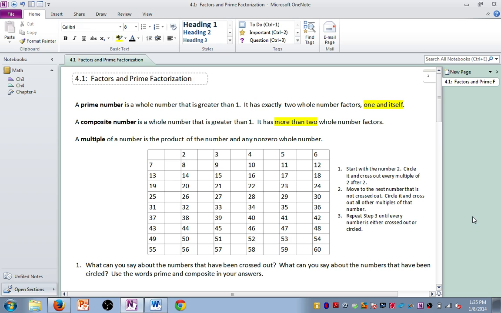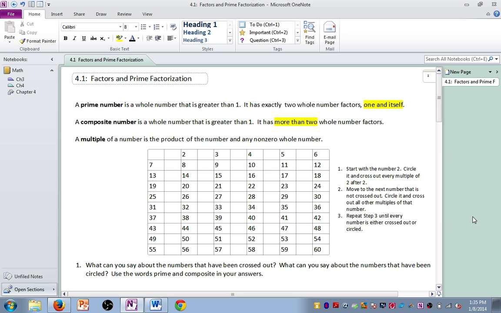In 4.1, we're going to be discussing factors and prime factorization. A prime number is a whole number that is greater than 1. It has exactly two factors, 1 and itself. A composite number is a whole number greater than 1, but it has more than two factors.